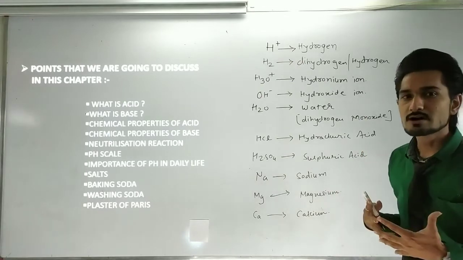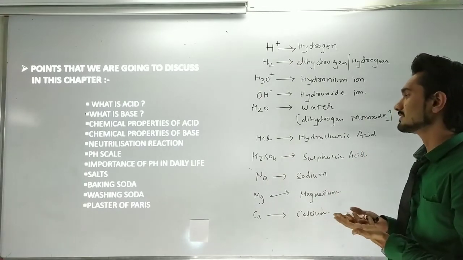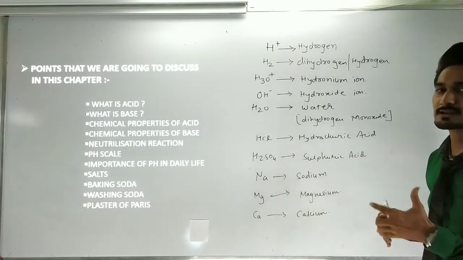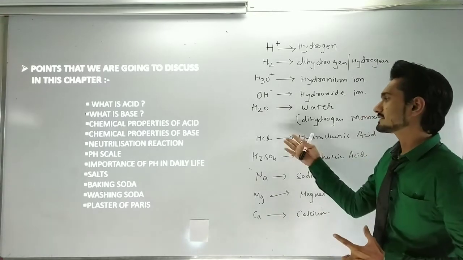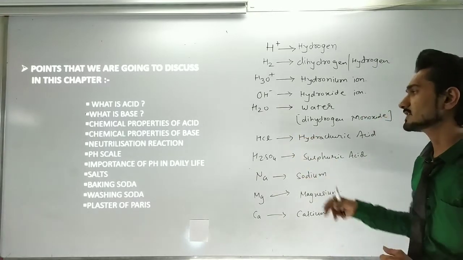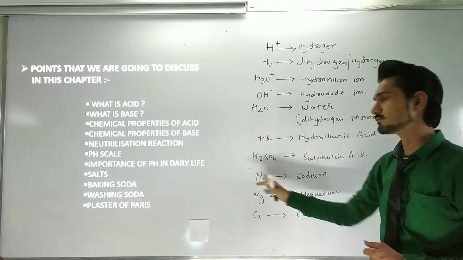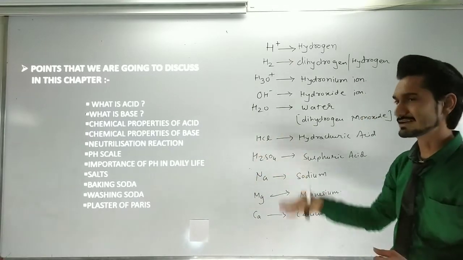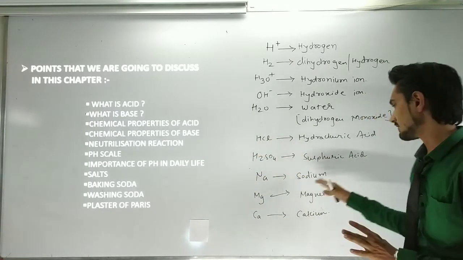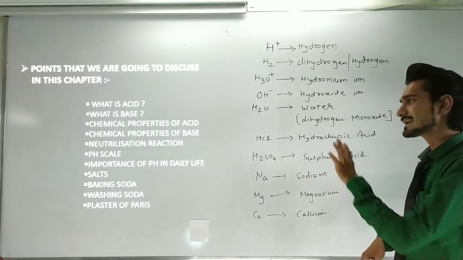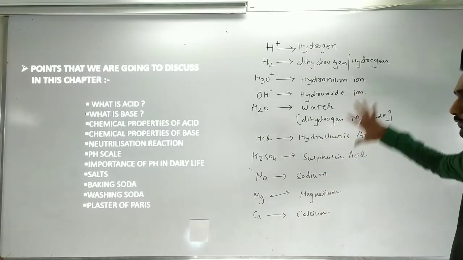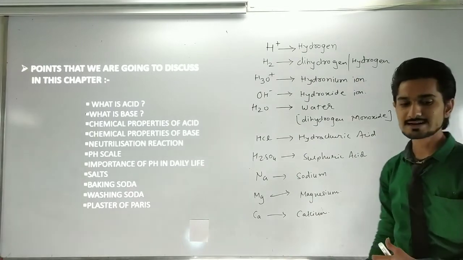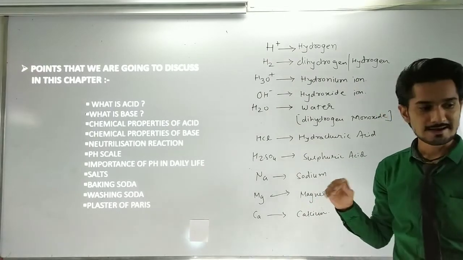Whenever I have to react an acid with a metal, for example if I have to react an acid with sodium, you can take the acid from here and the sodium from here, and then you can react the acid and the metal, sodium. Okay, so these are the points, and that is why it is very important. You have to memorize that, and it will come up again and again in this chapter.